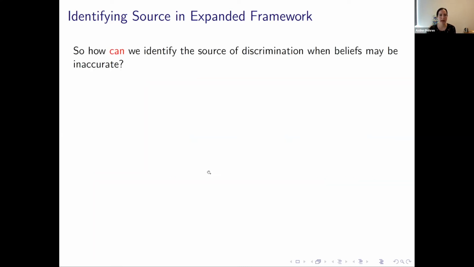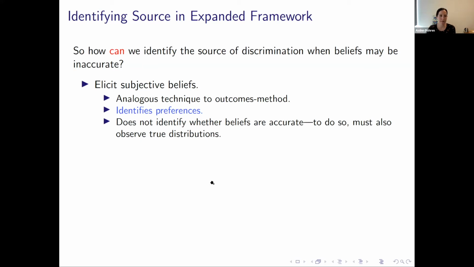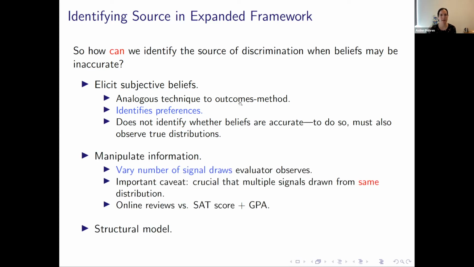All right, so how can we identify the source when beliefs may be inaccurate? The most obvious one is you can actually elicit subjective beliefs. This turns out to be plausible in some settings, not plausible in others. So in settings where this is not plausible, we also show that another alternative is to do what we call manipulate information. In other words, vary the number of signal draws that an evaluator observes.